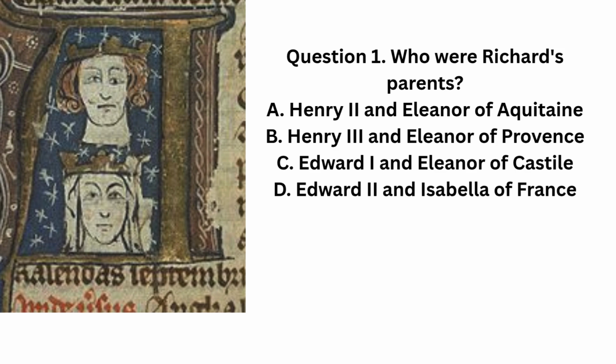Question 1. Who were Richard's parents? A. Henry II and Eleanor of Aquitaine. B. Henry III and Eleanor of Provence. C. Edward I and Eleanor of Castile. Or D. Edward II and Isabella of France.